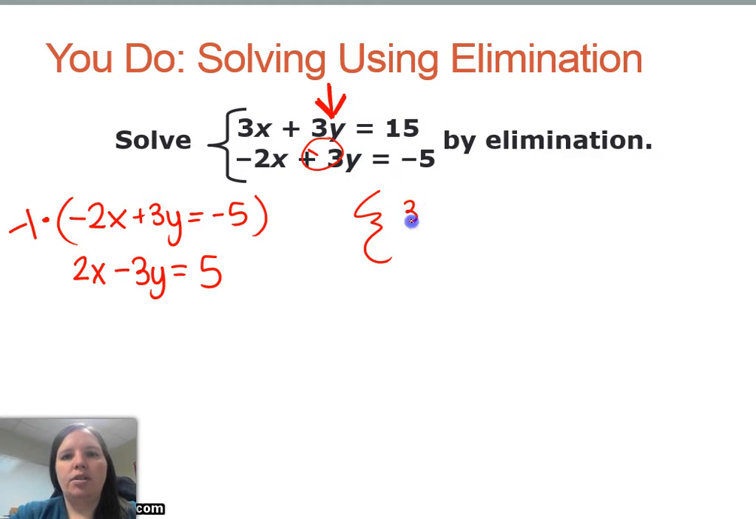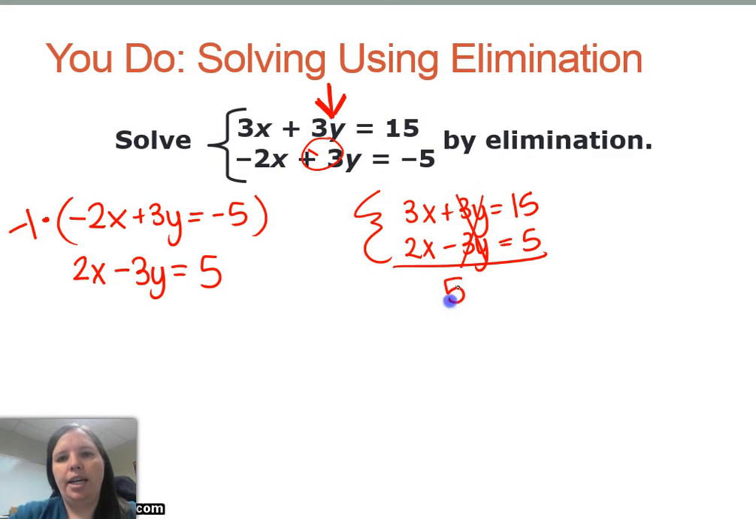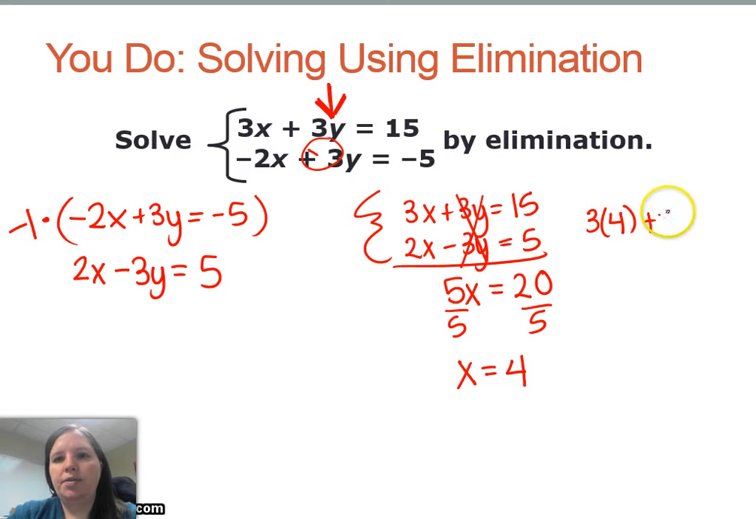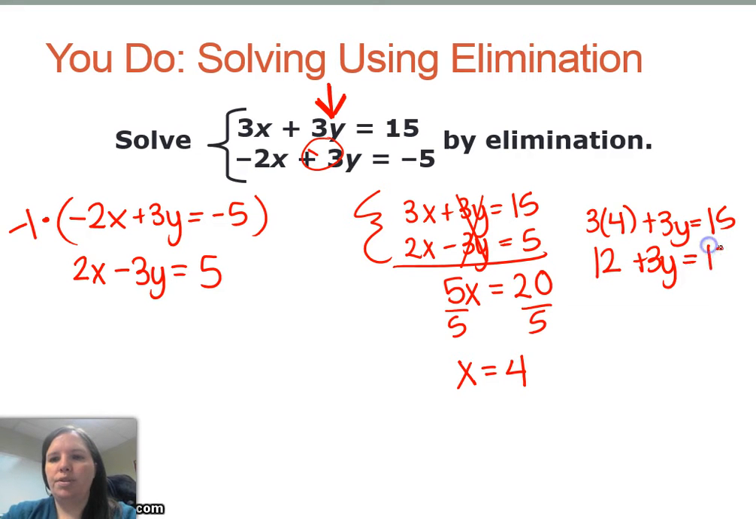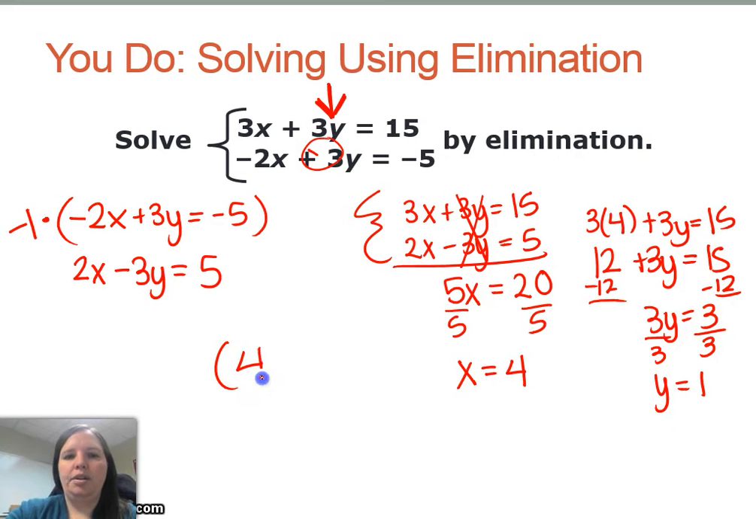So now my system says 3x plus 3y equals 15 and 2x minus 3y equals 5. Now my y's are going to eliminate when I add the two equations together. So 5x equals 20. Divide by 5. My x value is 4. I'm going to plug that back in to one of my equations. So now I have 12 plus 3y equals 15, minus 12, 3y equals 3, and y is equal to 1. So my answer is 4, 1. Again, my last step should be to plug this in and check it in both equations.